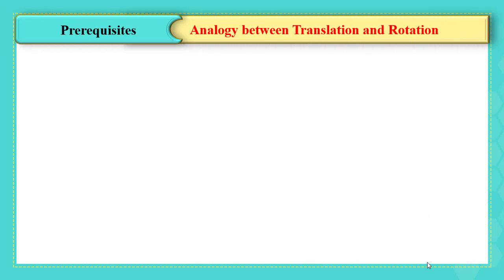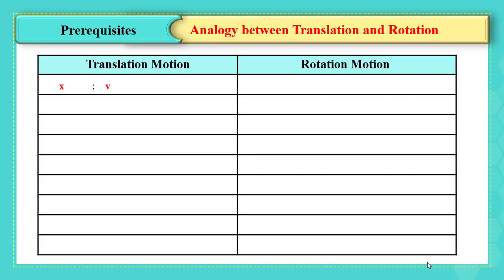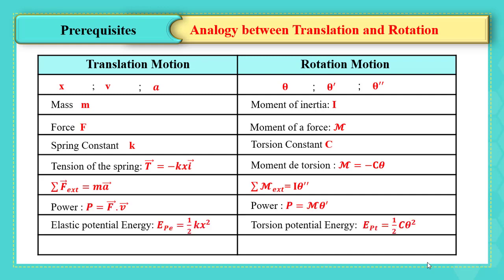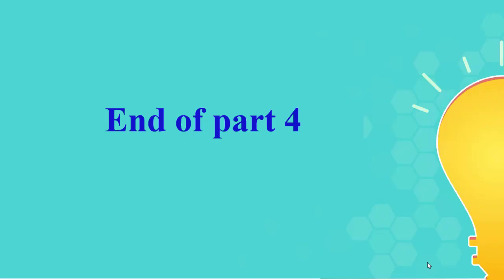Another analogy is between translation and rotation. We can find that the abscissa differs between translation and rotation, and all other physical quantities. This is the end of part 4.